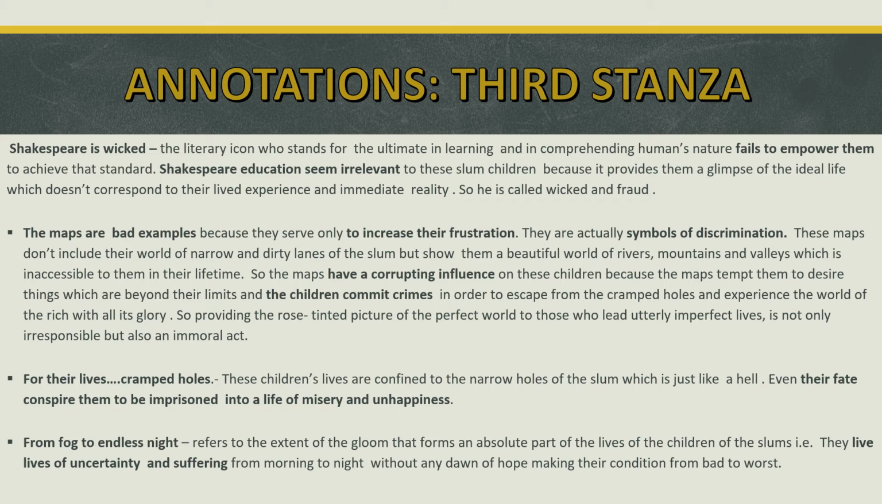Even their fate conspired to imprison them into a life of misery and unhappiness. Now the line "from fog to endless night," a very important line from the third stanza, refers to the extent of the gloom that forms an absolute part of the lives of the children of the slums. That is, they live lives of uncertainty and suffering from morning to night, and their condition turns from bad to worse.